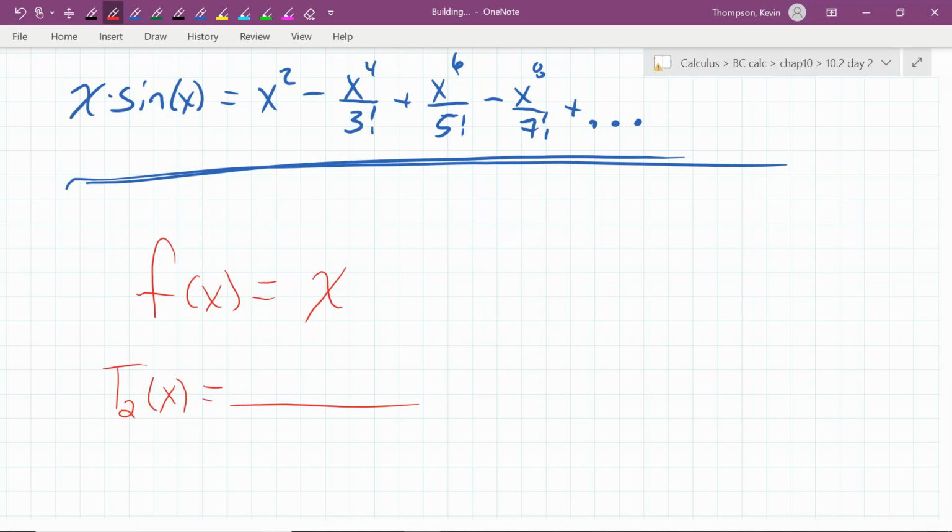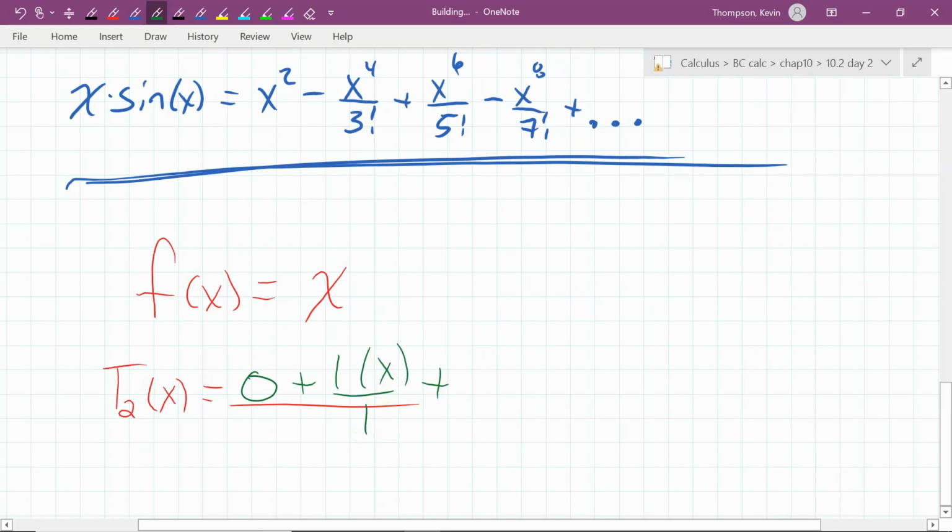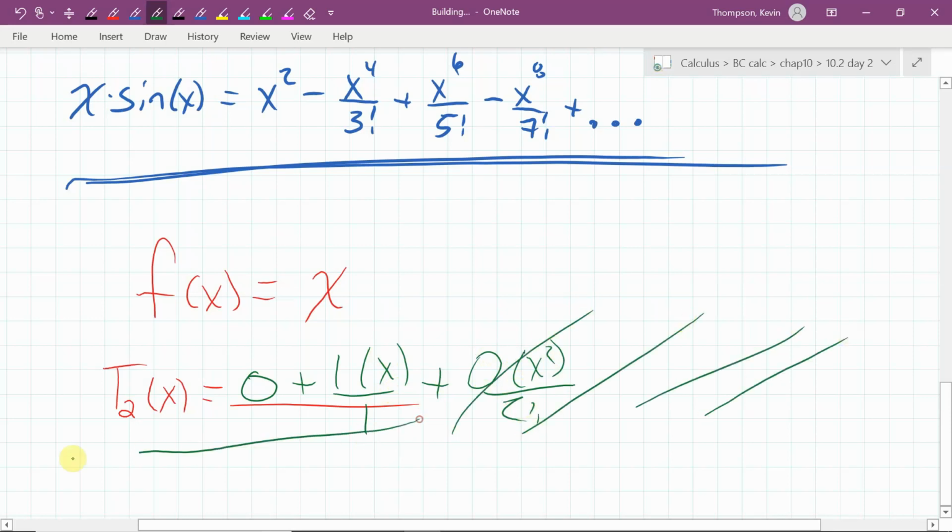What's f of 0? 0 plus, what's the first derivative? 1. The derivative is 1, but it's going to multiply by x, divide by 1, plus second derivative, 0 times x squared over 2 factorial. But wait, isn't everything else going to be 0? Do you see it actually is just the same function? So that's actually going to be true even if it was something like this.